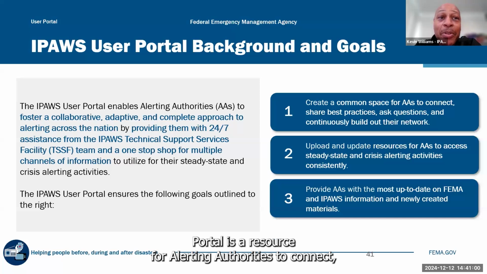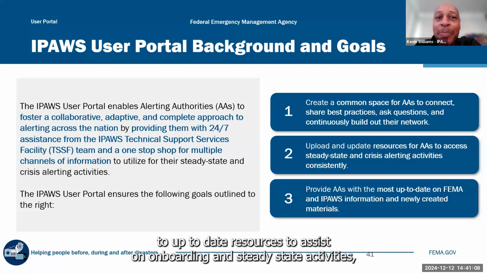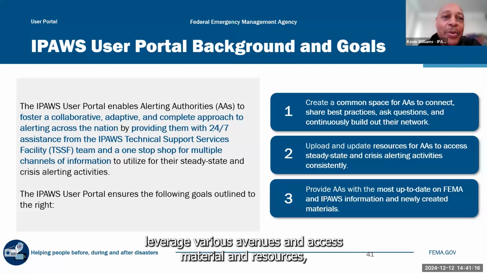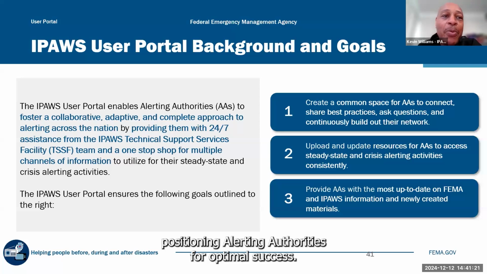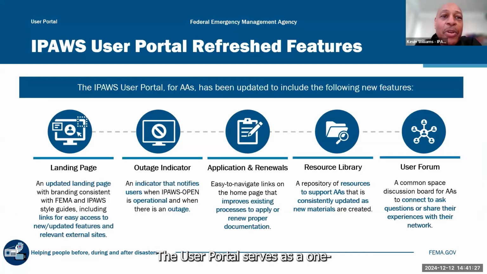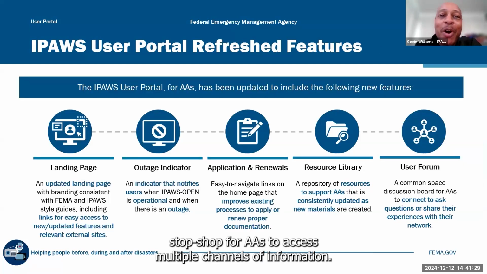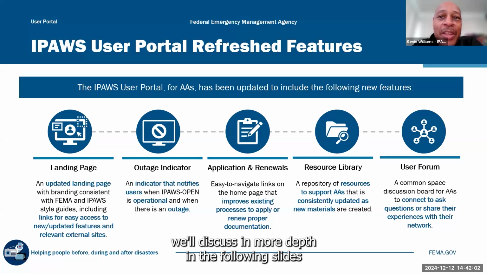The IPAWS User Portal is a resource for alerting authorities to connect, share best practices, ask questions, and build their network. Gain access to up-to-date resources to assist on onboarding and steady state activities. Leverage various avenues and access material and resources, positioning alerting authorities for optimal success. The user portal serves as a one-stop shop for AAs to access multiple channels of information. The user portal includes a variety of new features that we'll discuss in more depth in the following slides.